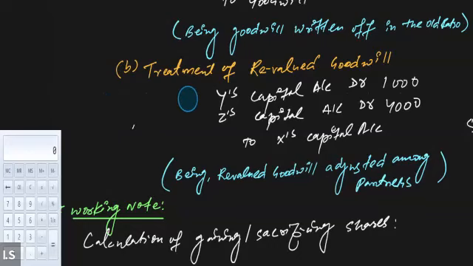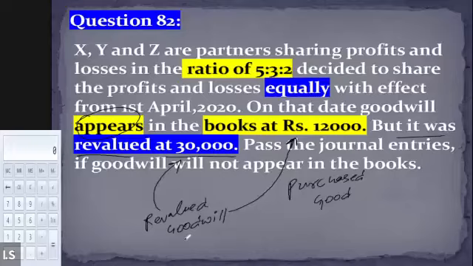Got it, everyone? Is this clear to all of you? Any differences? Any doubts? No, sir. No doubts. Okay. So guys, this is it for today's class.